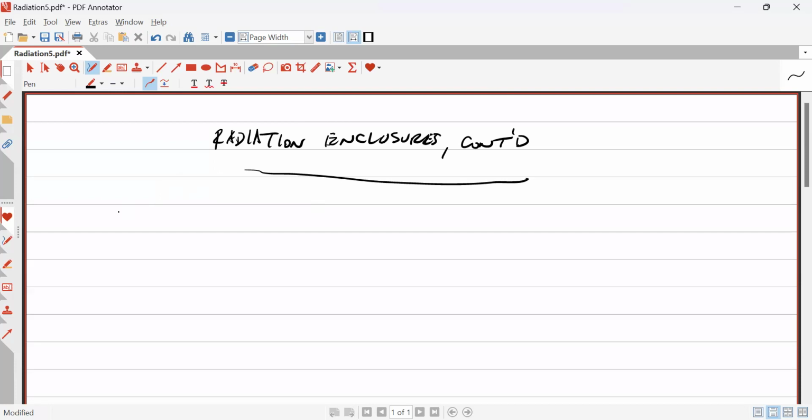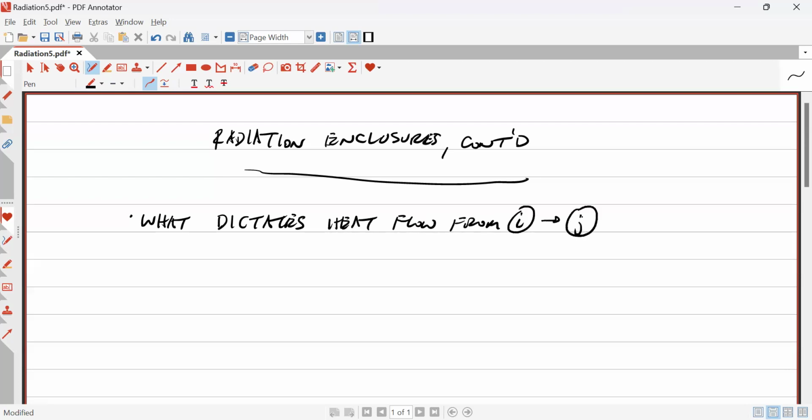So here we go. The question is then, what dictates heat flow from a surface I to go to a surface J? Again, think of an enclosure as having a number of surfaces. So we have n surfaces. This is 1, 2, and so forth, all the way around, and then we end up with surface n. So what dictates that heat flow?